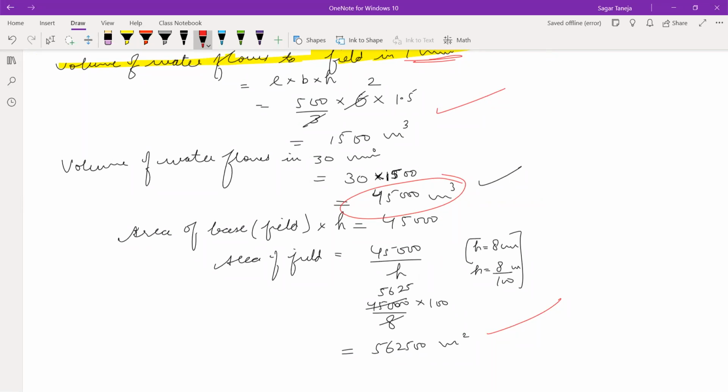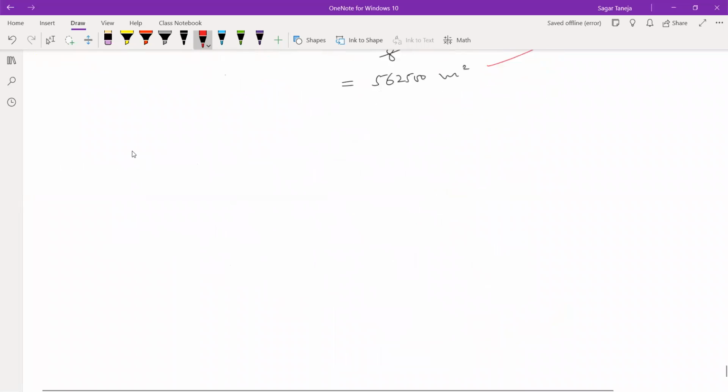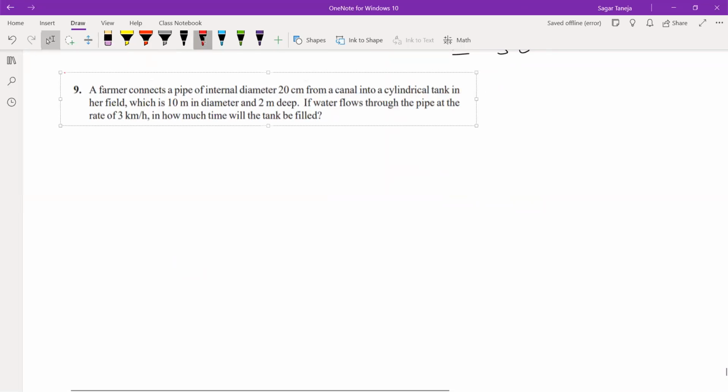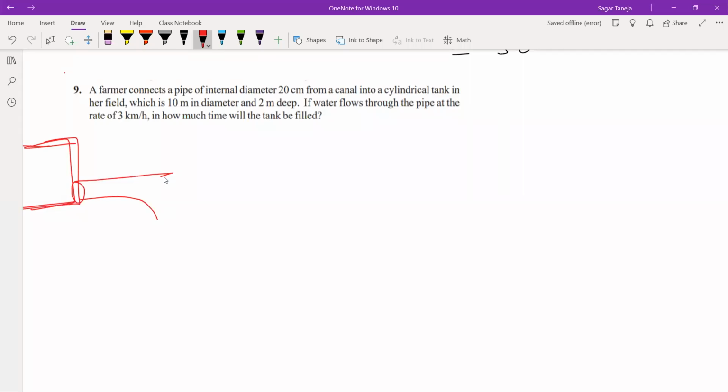Now the next question is equally important. Question number 9. A farmer connects a pipe of internal diameter 20 centimeter from a canal. So there is a canal, and from the canal a pipe is connected. Okay, a pipe is connected of diameter 20 centimeter. The diameter of the pipe is 20 centimeter.